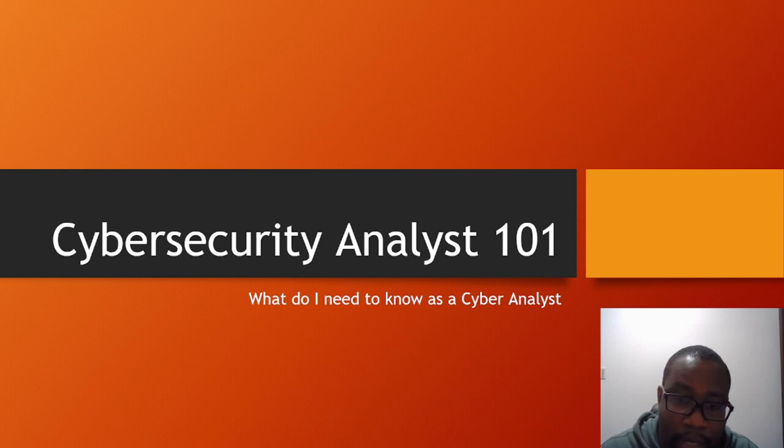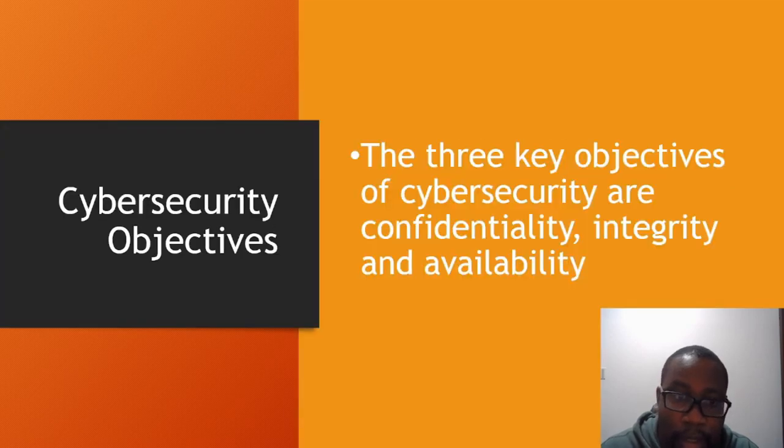What do I need to know as a cybersecurity analyst? The cybersecurity objectives, the cornerstone of cybersecurity. And these three objectives are confidentiality, integrity, and availability. I'm going to repeat that again. The three key objectives of cybersecurity are confidentiality, integrity, and availability. These three things are your bread and butter. They're the cornerstone of what is cyber. And this is also known as the CIA triad, right?